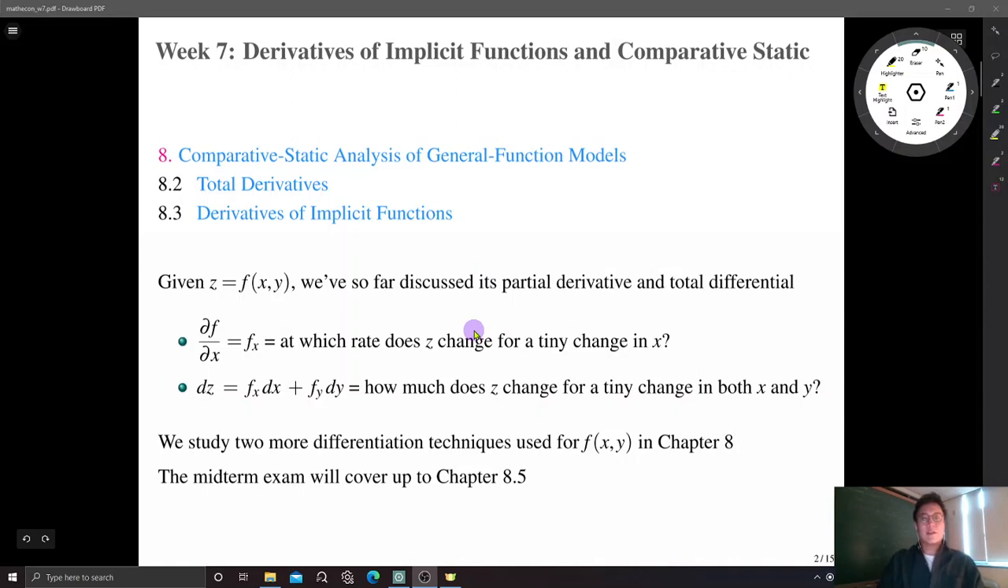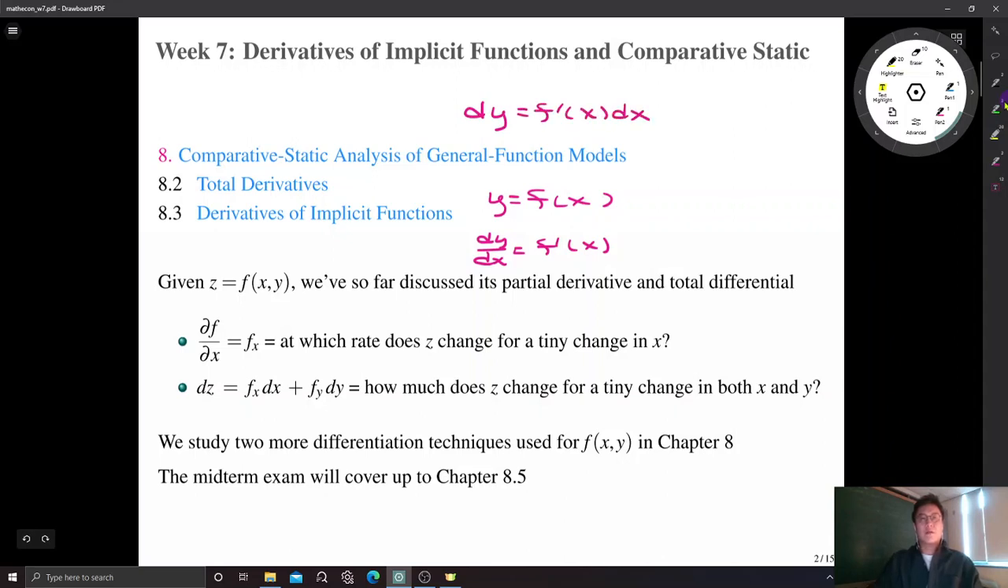In case of a single variable function, y is given by f of x, then we can examine the rate of change using the derivative. So dy over dx is f prime of x. We studied how to compute the derivative using differentiation rules, or we can rewrite this in a differential form. So dy is f prime of x dx. This form highlights the fact that the derivative forms a linear relationship between two differentials, dy and dx.